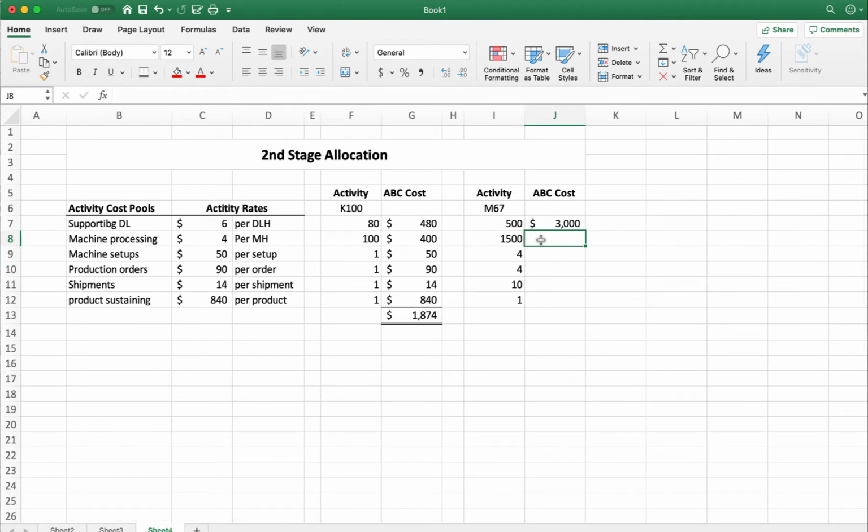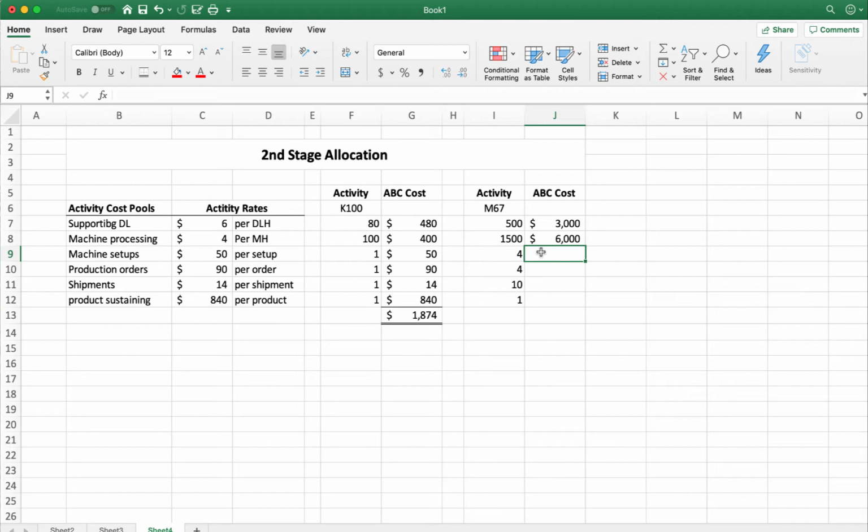This activity of machine processing consumes some overhead costs. The rate is $4 per machine hour. We know that to make M67, we are using 1,500 machine hours. So I'm going to multiply my 1,500 machine hours times the activity rate of $4. I get $6,000. I do the same thing for machine setup.